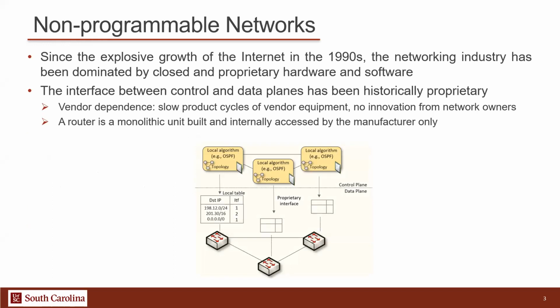Current networks are basically using fixed function devices, and this has been the case since the explosive growth of the internet in the 90s. We would have a router with a fixed function ASIC. The control plane and the data plane are within the same unit, and the control plane will be running an algorithm to populate the data plane. And all the interfaces are proprietary. They are only known to the vendor. So this would put a lot of dependence on the vendor itself. And this also prevented the network owners from innovating more in that space.